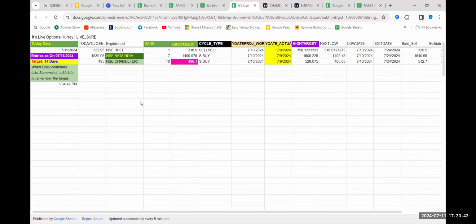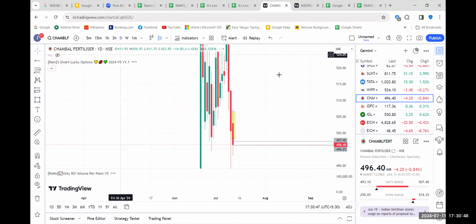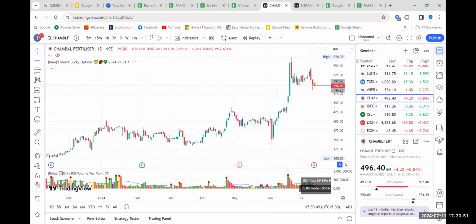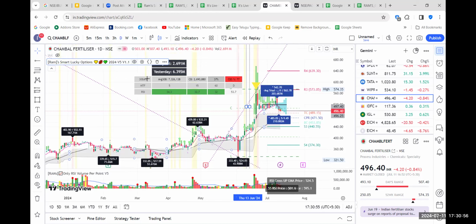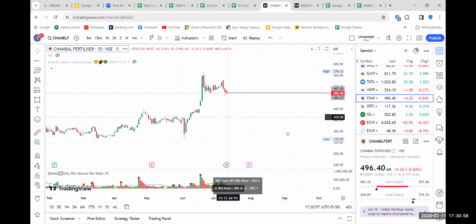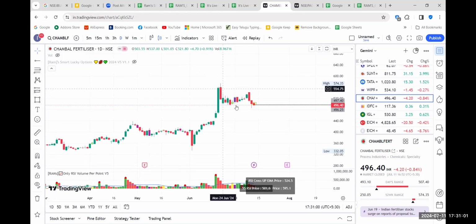So every time you see the price, you go to the daily time frame and check whether the price is moving upwards or the price is falling from the top. This is a very important point we should note down. If the price is moving upwards, let's see, on 20 June the price moved upwards from 496. That becomes a perfect entry.